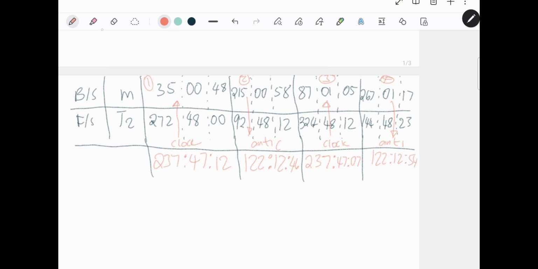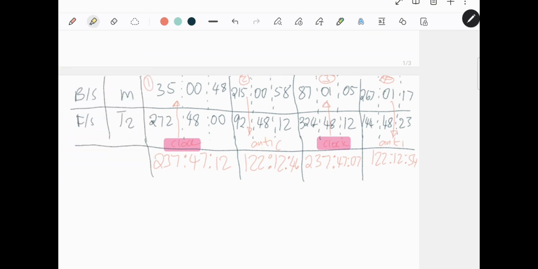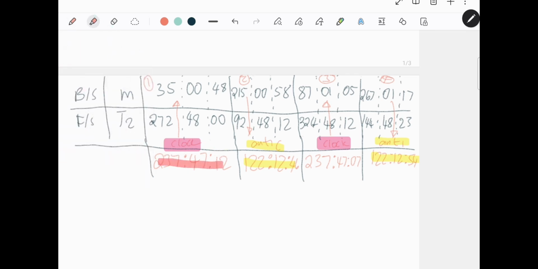So guys, as you can see, what do we have? We have clockwise, and this is another clockwise. Then here we have anti and anti. So this is yellow, yellow. Then the red, it's written that the red is this one and this one. They are clockwise, clockwise.